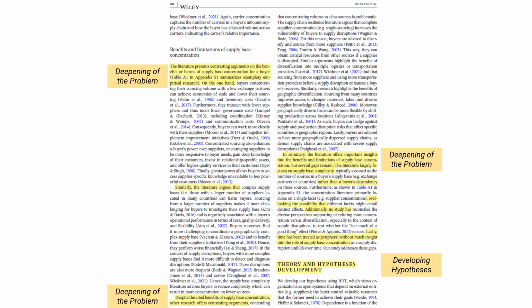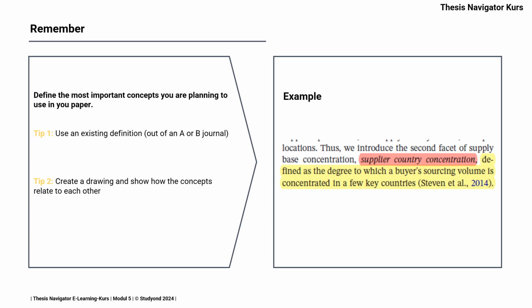Finally, they develop 3 specific hypotheses from the theory to be tested in the study. As hypothesis development is a speciality of deductive quantitative studies, we won't delve deeper into this part of the literature section in this video. For you, the key takeaways from this example for your own thesis are: first, define all the important concepts you use in your thesis.